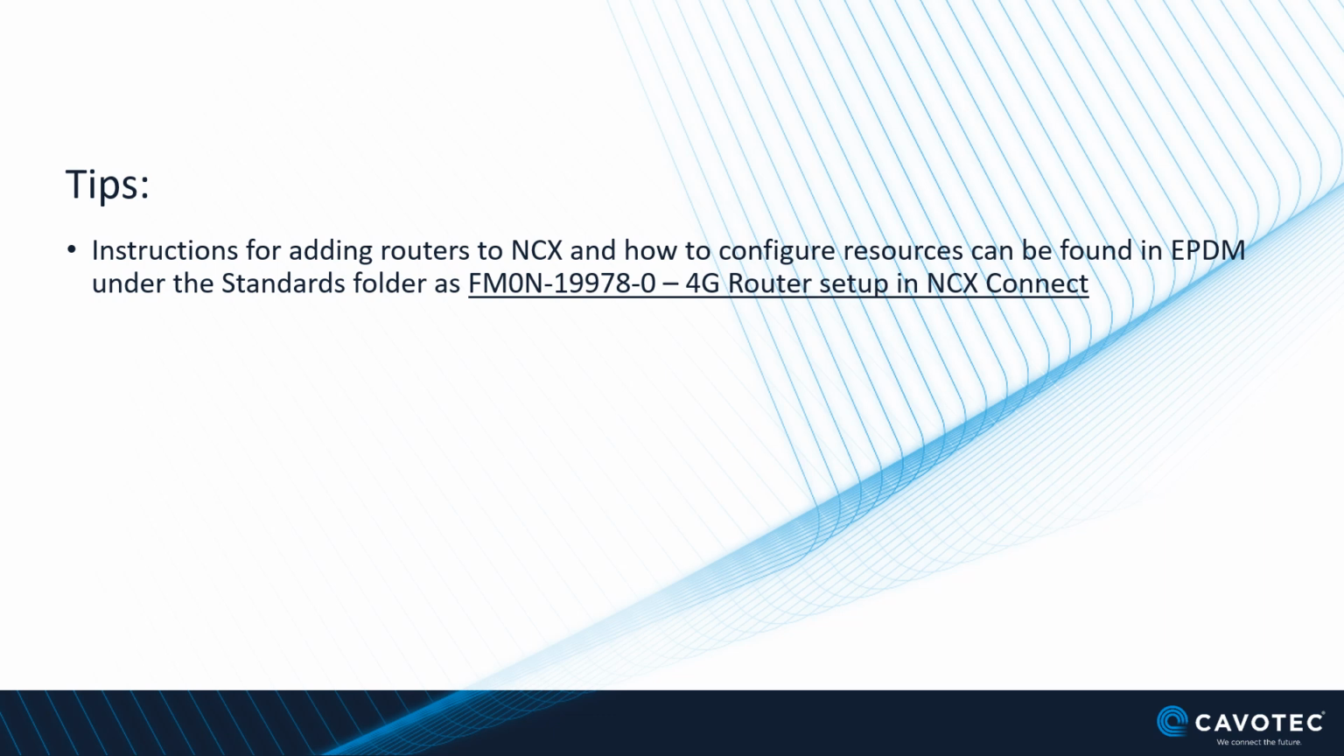For our advanced users, instructions for adding routers to NCX and how to configure resources within a site group can be found in the EPDM vaults. These are under the Standards folder. I refer you to document FMON 19978, 4G router setup in NCX Connect.